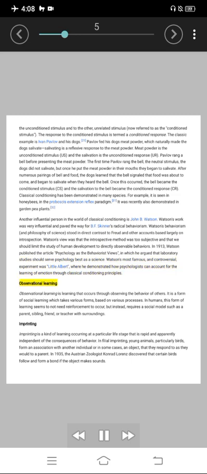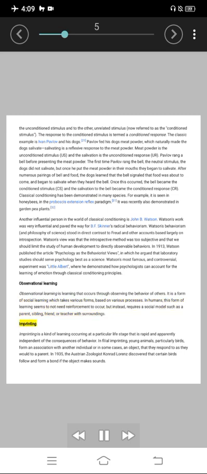Observational learning. Observational learning is learning that occurs through observing the behavior of others. It is a form of social learning which takes various forms, based on various processes. In humans, this form of learning seems to not need reinforcement to occur, but instead, requires a social model such as a parent, sibling, friend, or teacher with surroundings.